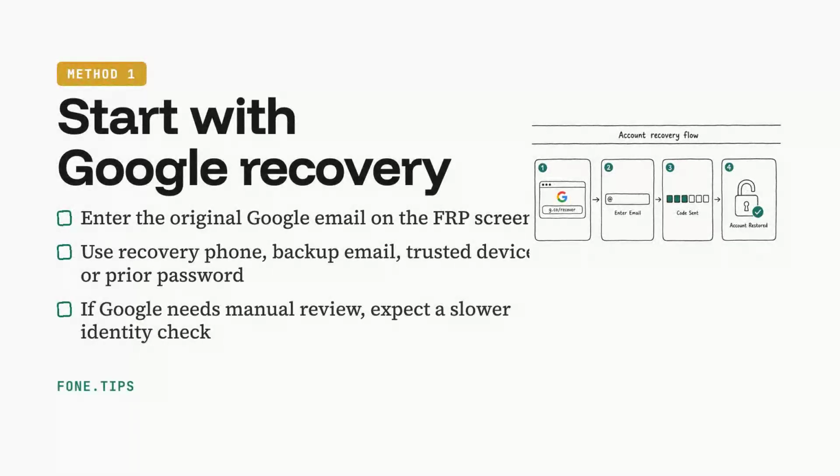The best starting point is Google account recovery. Enter the original Google email on the FRP screen, tap Forgot Password if needed, and use the recovery option you actually control. A backup phone, recovery email, trusted device prompt, or an older password. If Google cannot verify you automatically, the review can take longer.